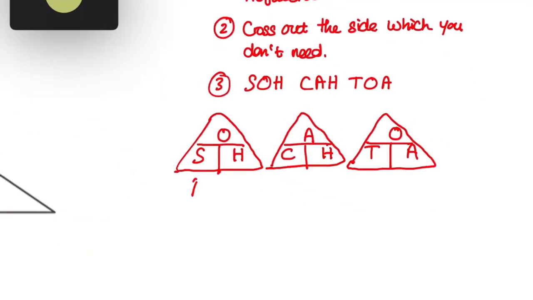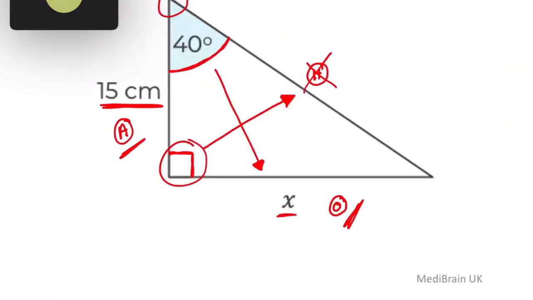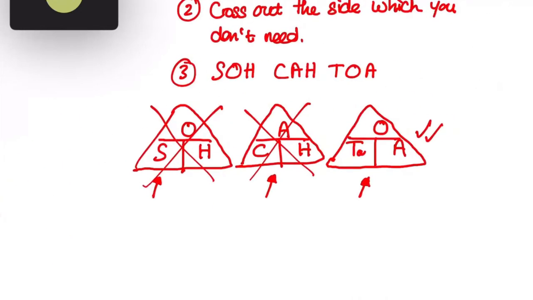So this one has O and H. It doesn't have A, so we can cross that out. This one over here has A and H. It doesn't have O, so we can cross this one out. This one has O and A, so we're going to use this one over here. Because over here we crossed out H because we didn't need it. We're just going to need O and A. So we need to select the formula that has O and A in it. Okay, and that's this formula. And remember, T is for tan.